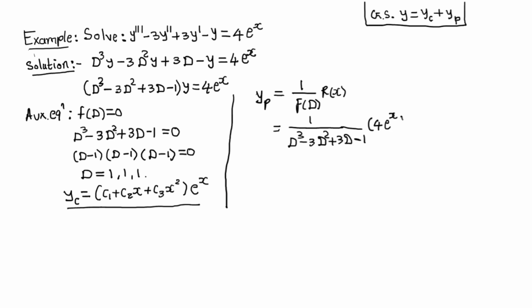Now as per our shortcut method 1, we need to compare this with e raised to a x. If we compare that with e raised to x, then I will have the value of a as 1.